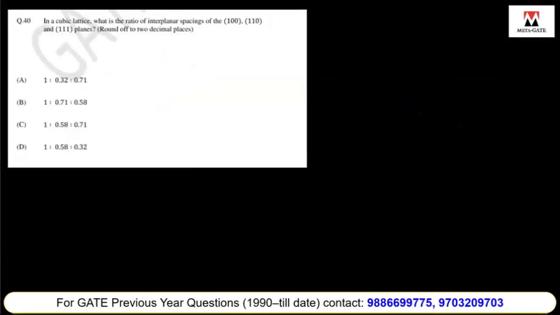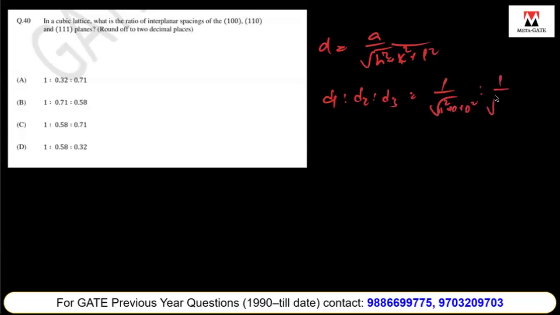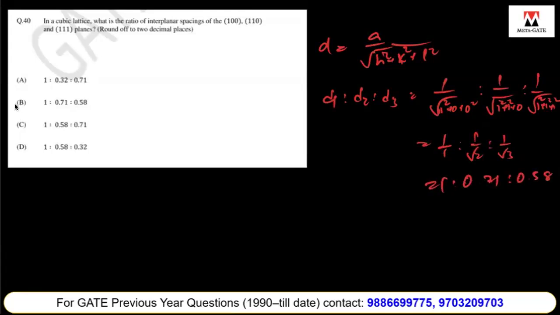In a cubic lattice, what is the ratio of interplanar spacings of 100, 110, 111? You know, interplanar spacing d is given by a over root of h square plus k square plus l square. As a is fixed, you can write d1 is to d2 is to d3 is equal to 1 by root of 1 square plus 0 square plus 0 square is to 1 by root of 1 square plus 1 square plus 0 is to 1 by root of 1 square plus 1 square plus 1 square, which is 1 by 1 is to 1 by root 2 is to 1 by root 3. So you get the values to be 1 is to 0.71 is to 0.58. This is the answer.